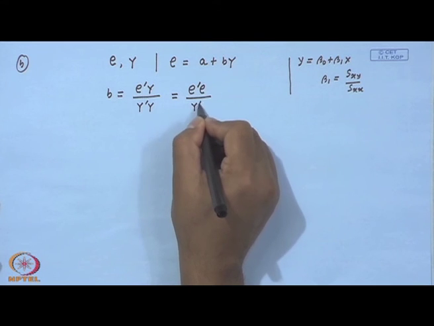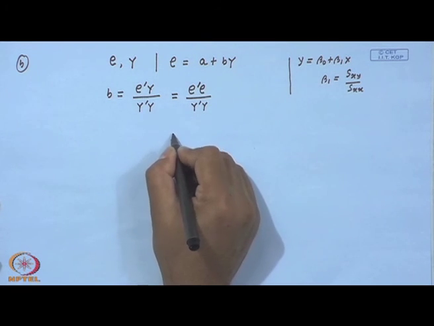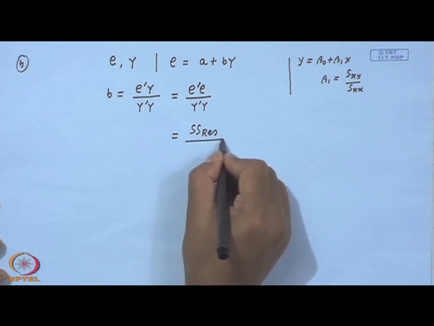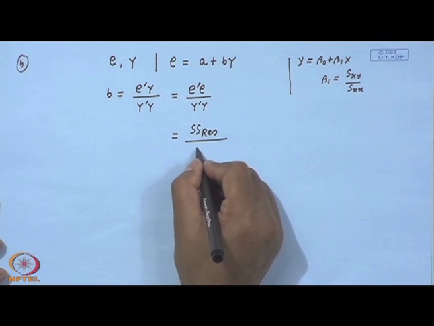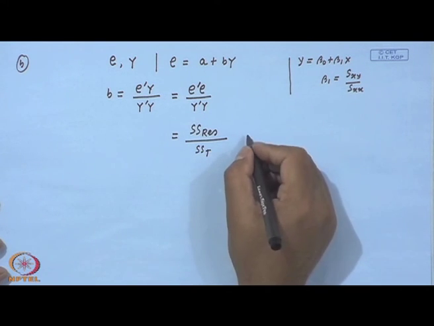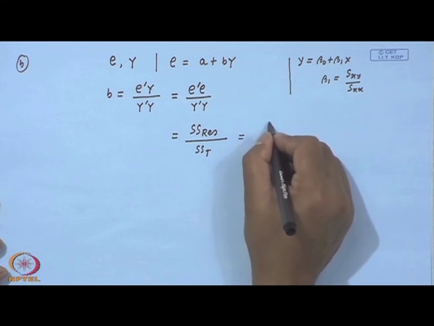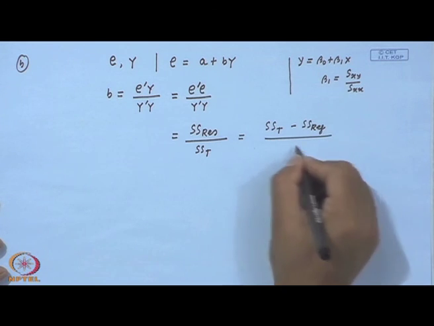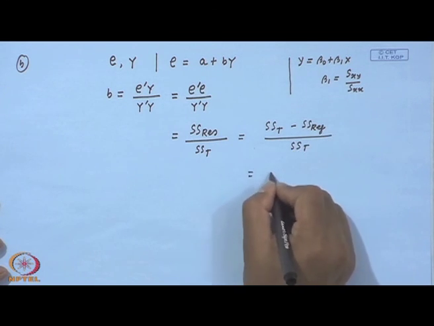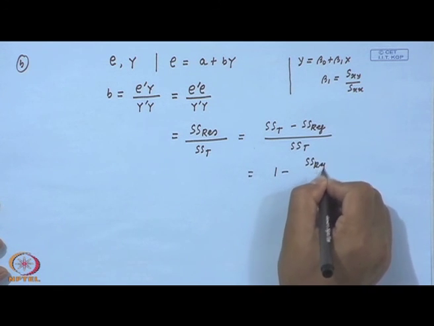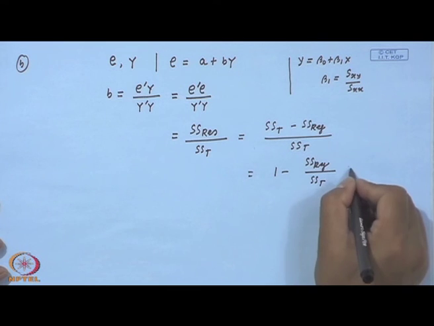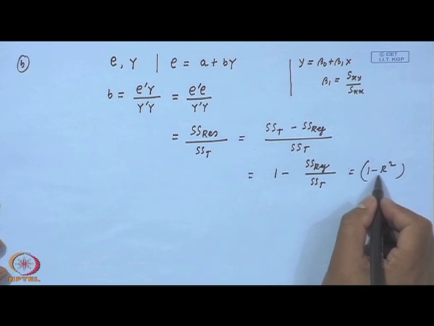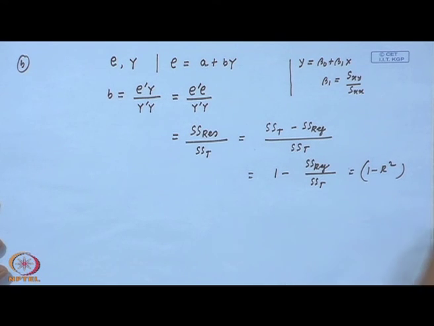So, y prime y. E prime E is nothing but the residual S s. The residual S s by y prime y is S s total, so this one is nothing but S s total minus S s regression by S s total. So, this is nothing but 1 minus S s regression by S s total, which is equal to 1 minus r square. So, we have proved that this is 1 minus r square.